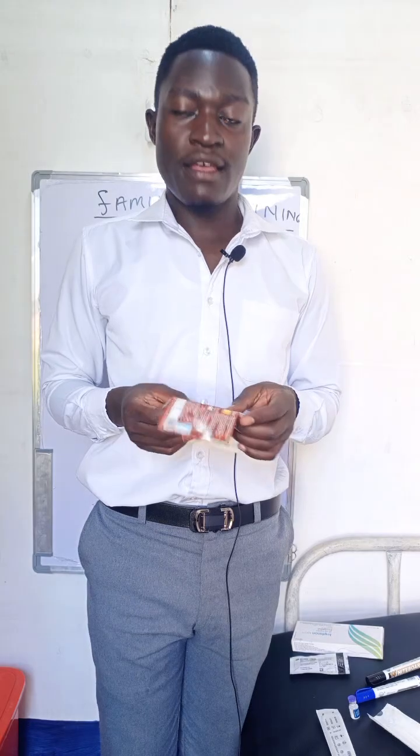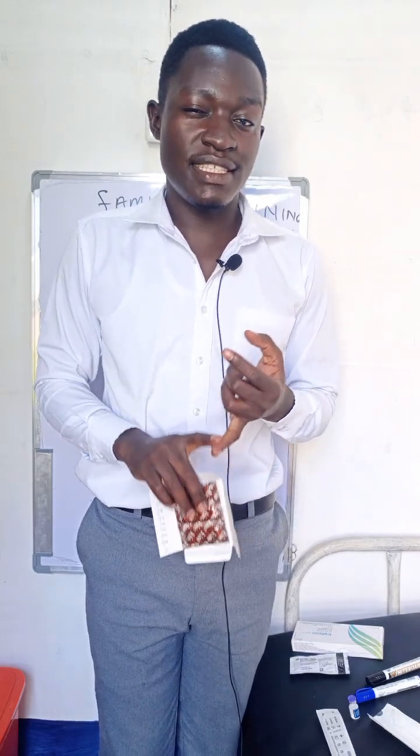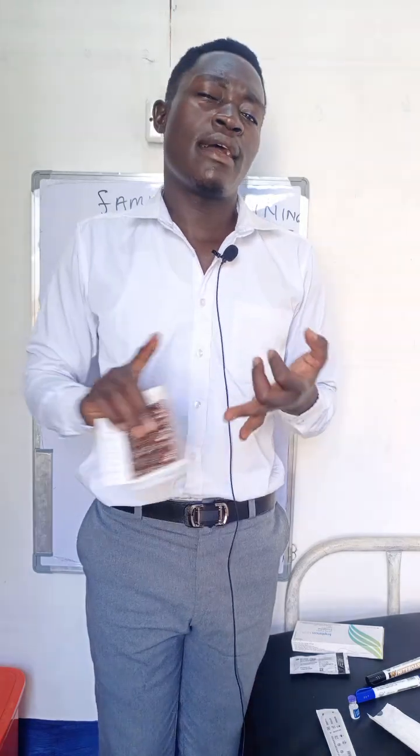Number three, we have this one. These are condoms. So condoms are the safest and the most effective family planning method. Why? Because they protect you against getting HIV and AIDS. They protect you against getting sexually transmitted diseases such as gonorrhea, chlamydia, HPV, genital warts, syphilis, all those. When you want to protect yourself against getting those diseases, use condoms.